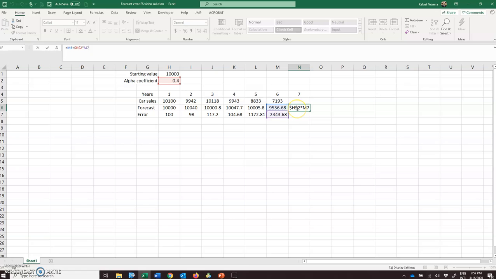So for year 7, what we have is the forecast for year 6 plus the multiplication of our coefficient and the error between the demand and forecast in year 6. So this is how you compute the forecast and errors using the simple exponential smoothing, okay, using an alpha coefficient of 0.4. Now let's compute the errors. So we have the error square, and I'm going to do that quicker. We have the absolute deviation. We have the deviation.